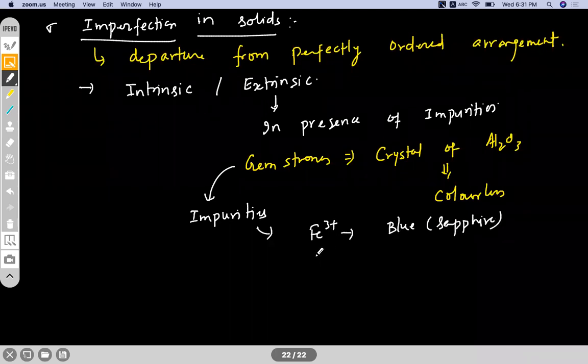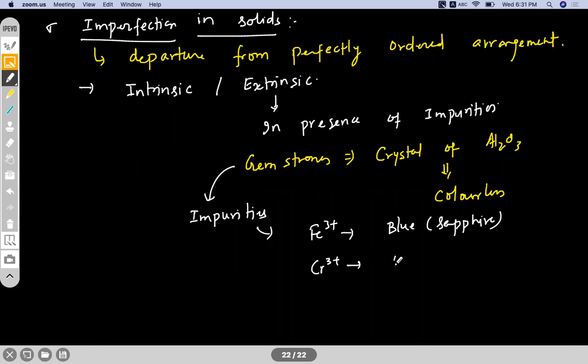Or if it contains Cr3+ ions with it, its color is ruby red. This change in color is because of the impurities present in this. So because of impurities, the property of the solid or crystal may change, or it will have new properties, or the color of the crystal changes. All these things show the imperfection in solids.